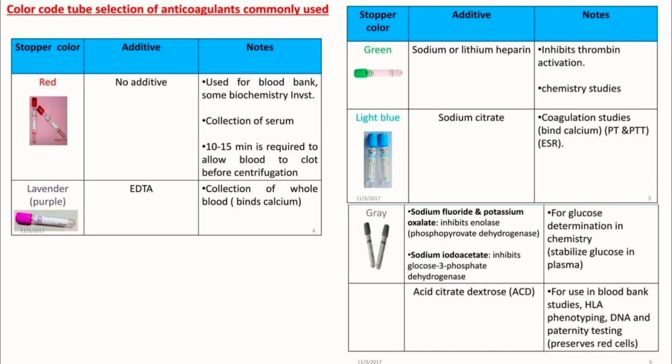Then light blue top tube. The anticoagulant used is sodium citrate. It is used for coagulation studies like PT and aPTT. Then gray top tube: sodium chloride and potassium oxalate, which inhibit the enolase enzyme and so prevent glycolysis. It is used for glucose estimation in biochemical studies.